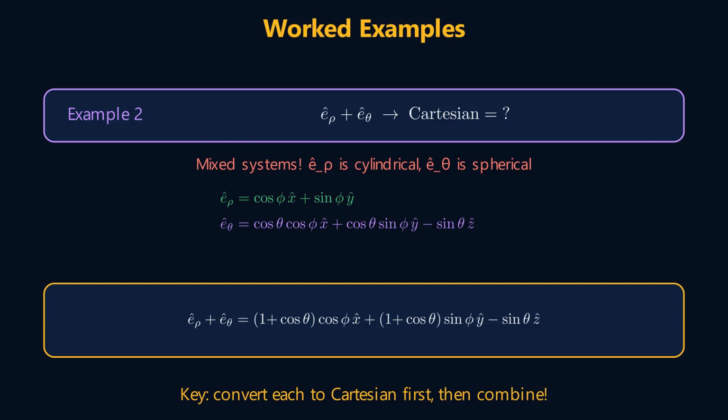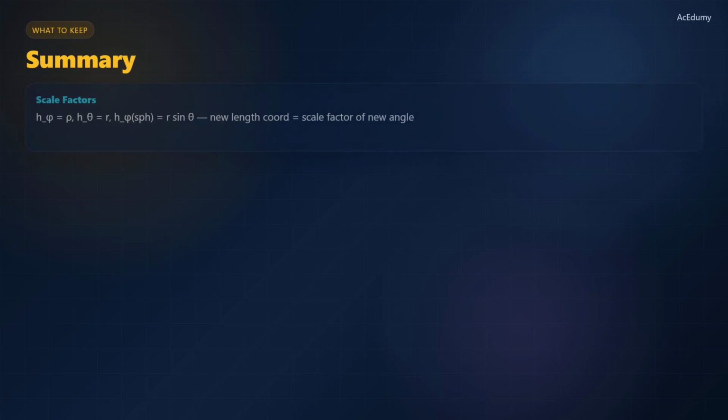Adding these, the result is (1 plus cosine theta) times cosine phi e hat x plus (1 plus cosine theta) times sine phi e hat y minus sine theta e hat z. The key lesson: when you have unit vectors from different systems in the same expression, convert each one to Cartesian first, then combine. Let us review.